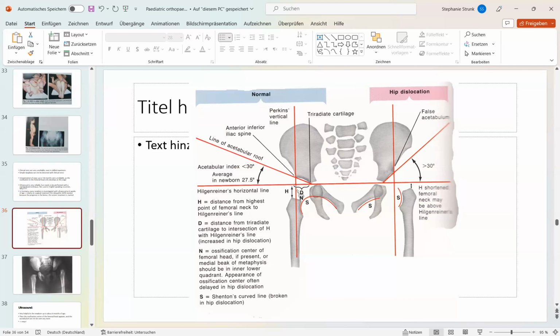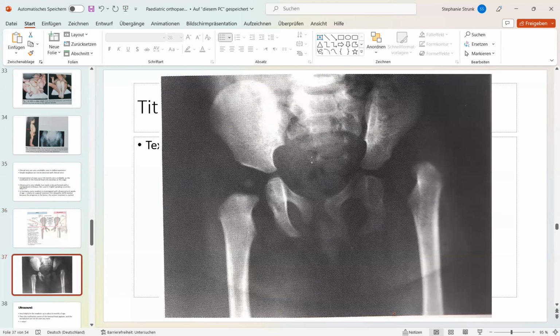So this is an X-ray film of one of the kids. Here, this is of course easy to see. Here, the normal side, a nice acetabular roof, and this is the bone here. Here, not a nice roof, and of course you see the distance here. This line should go up here. It's not here. This is a complete dislocation of this hip. The femoral head is somewhere up here.